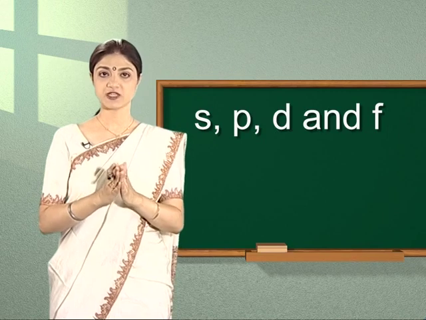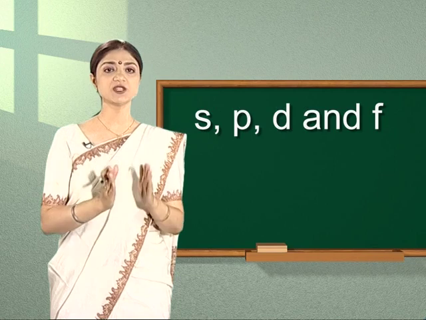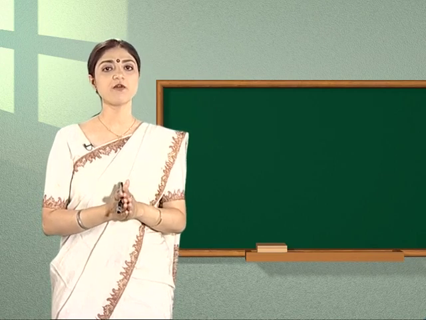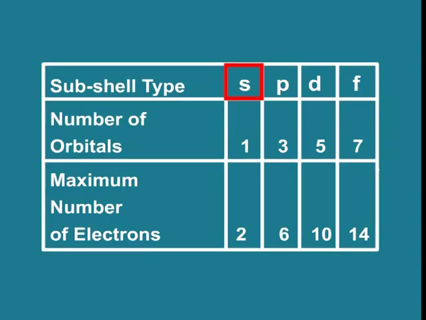The various subshells are s, p, d and f respectively. The maximum number of electrons in each type of subshell can be determined by the number of orbitals in the subshell, as shown on the screen. Number of orbitals for s subshell is 1, so it can hold a maximum of 2 electrons. Number of orbitals for p subshell is 3, and hence it can hold a maximum of 6 electrons. Number of orbitals for d subshell is 5, and hence it can hold a maximum of 10 electrons. Number of orbitals for f subshell is 7, and hence it can hold a maximum of 14 electrons.